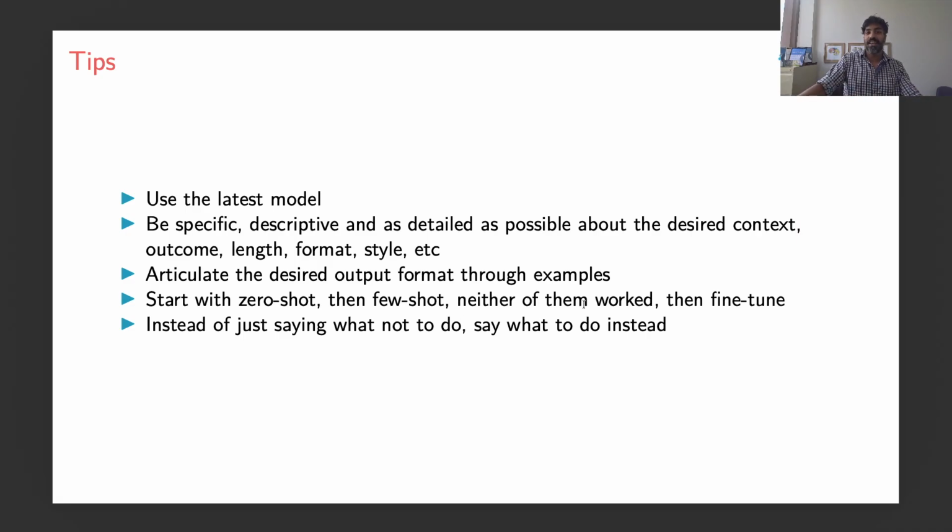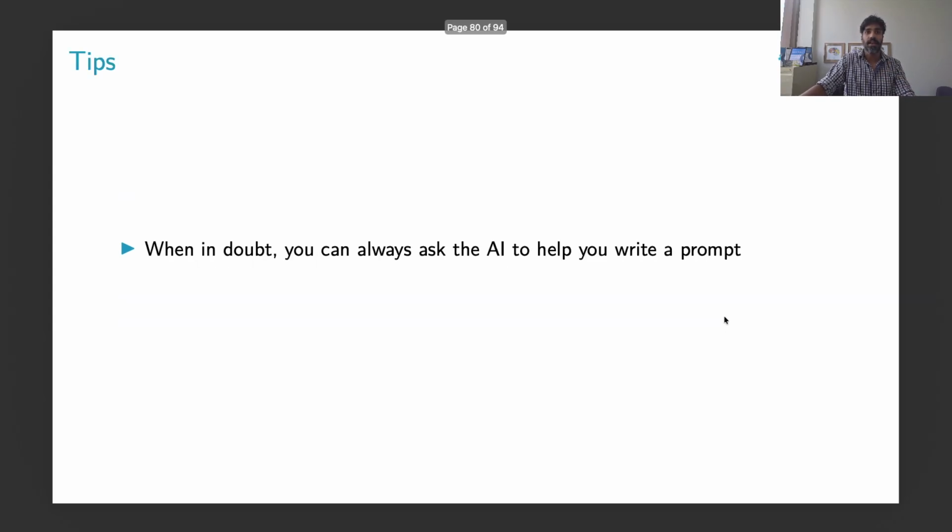And instead of just saying what not to do, say what it could do instead. Give the prescriptive advice as to what it can do. And when in doubt, always ask the AI to help you write a prompt. Hopefully you've seen this throughout this workshop where I've asked AI how to write the prompt effectively, and it's just helped me in that way. So you can always just ask AI as a tool to help you in that journey. Excellent. That is everything in terms of tips.